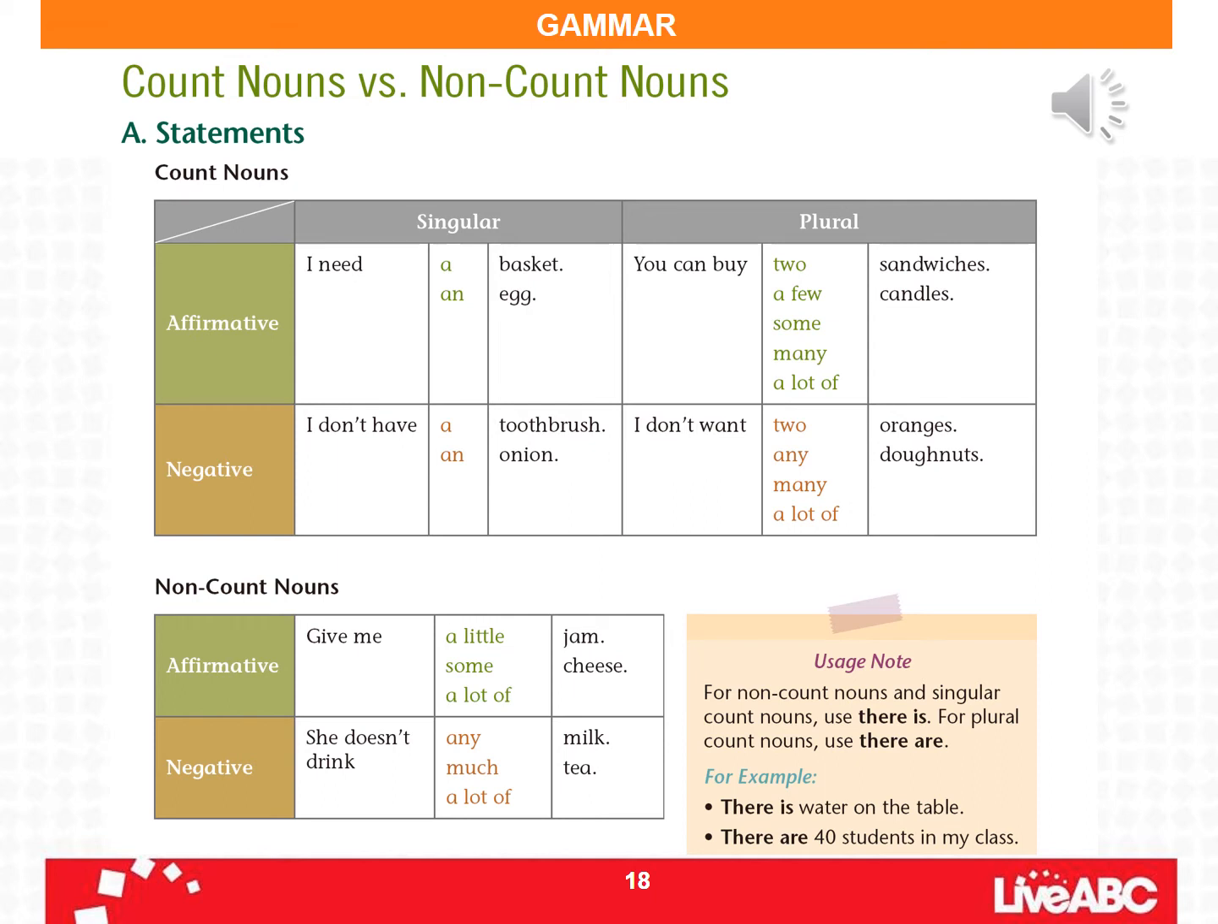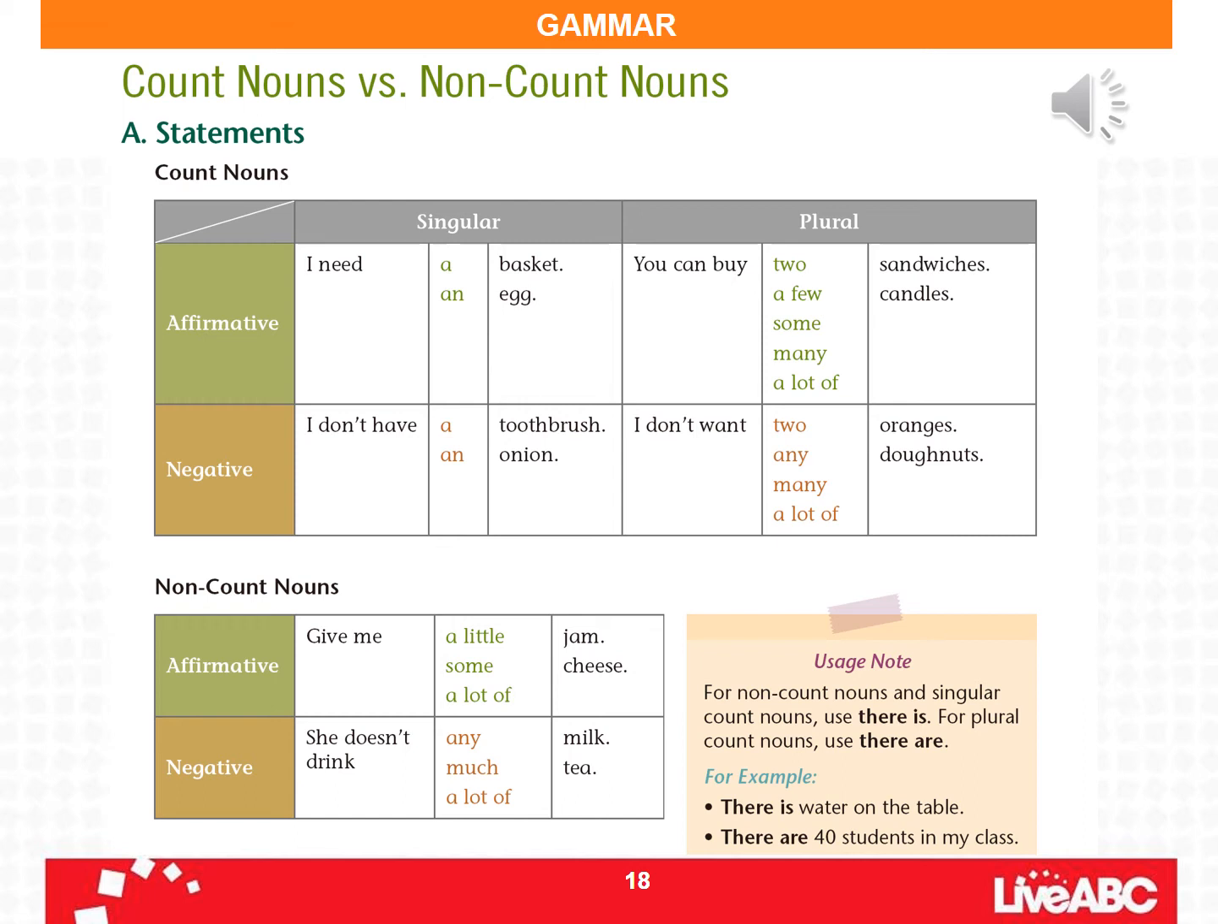And for the plural form, we can say you can buy two sandwiches. You can buy a few sandwiches. So we can use numbers or quantifiers like a few, some, many, a lot of. That is for the affirmative statements, so singular form and plural form.